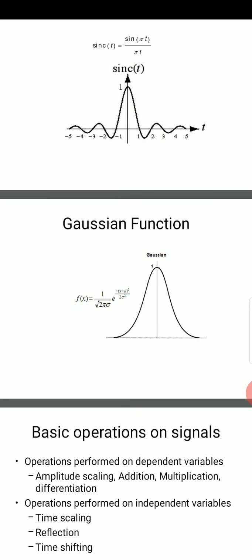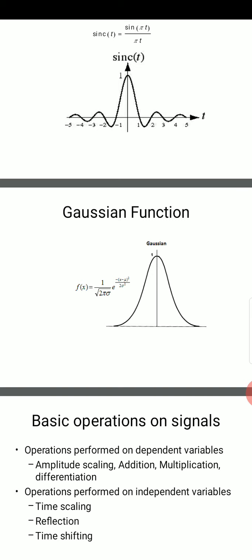What is a Gaussian? It depends on the variance and the mean. The variance is denoted on the x-axis, the mean on the y-axis. The formula of the Gaussian is 1 upon root of 2 pi sigma square, e to the power minus (x minus mu) whole square upon 2 sigma square.